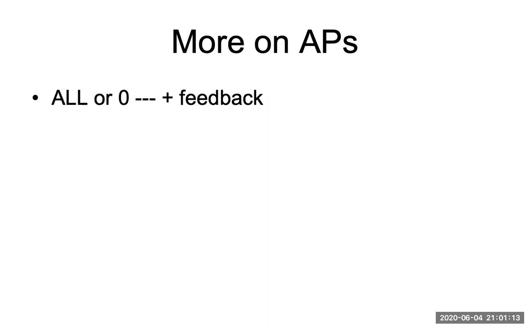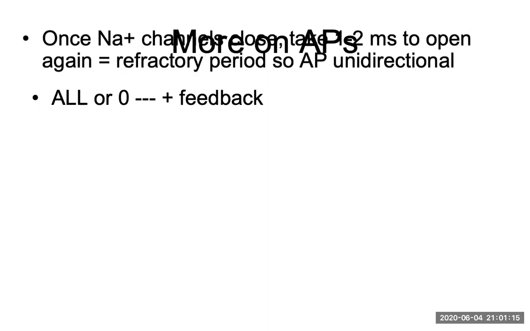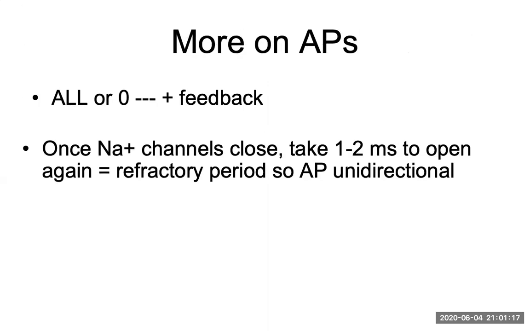The all or none and positive feedback mechanism has to do with once your sodium channels close, it takes about 1 to 2 milliseconds for them to open again. So this kind of halts any more action potentials from being generated. We call this the refractory period. So your action potential is unidirectional. It only travels one way down an axon.